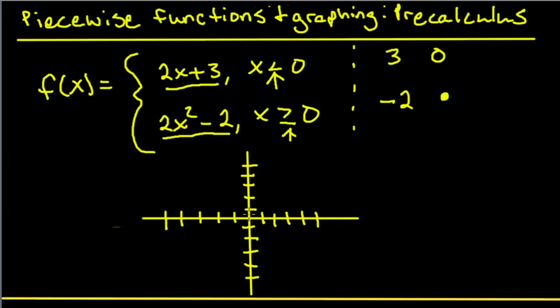So if we go to the point x equals 0, and we go up to 3, this is going to be an open dot. And if we go down to the point -2, this is going to be a closed dot. Okay? So we're going to look at everything where x is less than 0. And for less than 0, we have this function 2x plus 3.